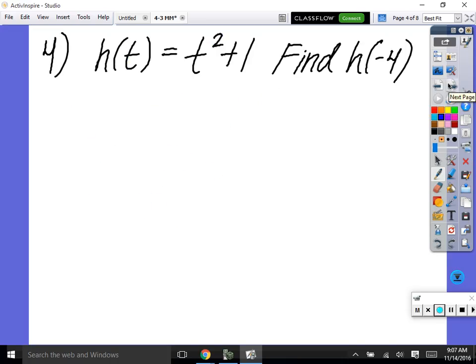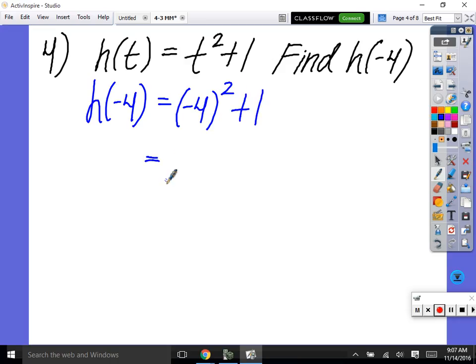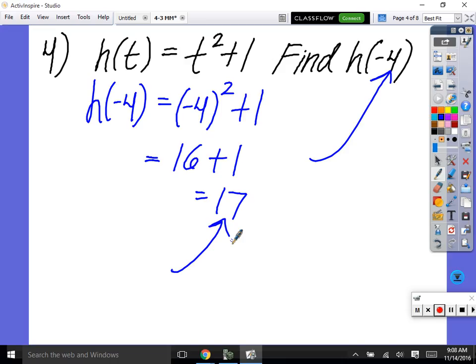Okay, number 4. h of t is equal to t squared plus 1. Find h of negative 4. So for h of negative 4, we're putting in a negative 4 wherever there's a t. You've got to use parentheses. So instead of a t, there's negative 4 squared plus 1. Negative 4 squared is negative 4 times negative 4, which is positive 16. 16 plus 1 is 17. So our function h at negative 4 was 17. Once again, when we plugged in negative 4, we got out 17. Everybody understand? You good?